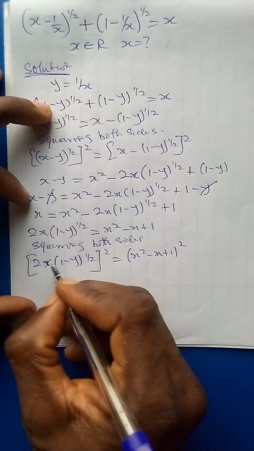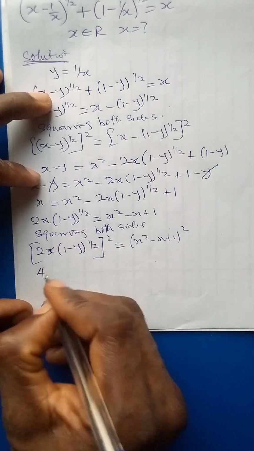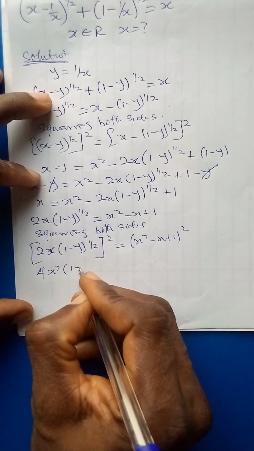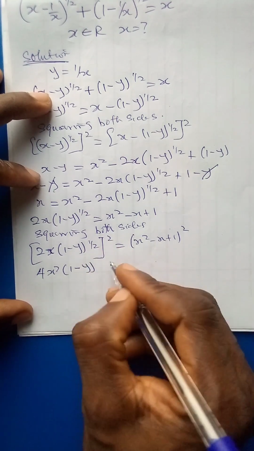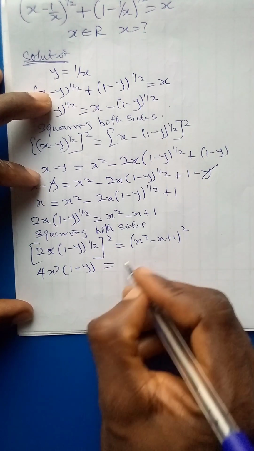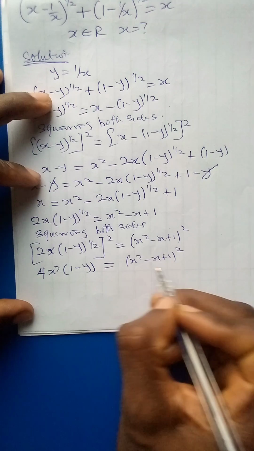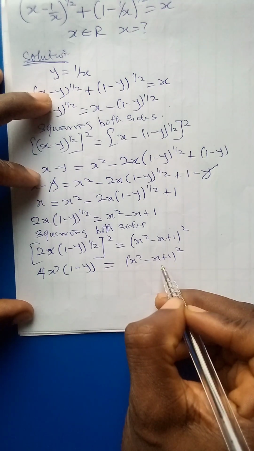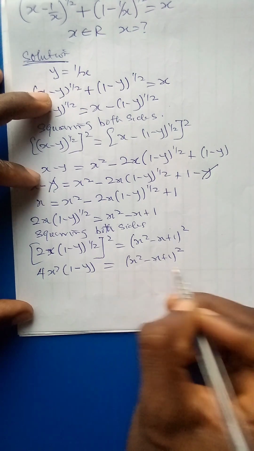Now this power 2 will distribute throughout the terms in the brackets. So we have 4x squared (1 minus y). Now 2 times 1 over 2 will give us 1. So we have x squared minus x plus 1 to power 2. Now I'm not going to expand these brackets because it will take time and it will look cumbersome.